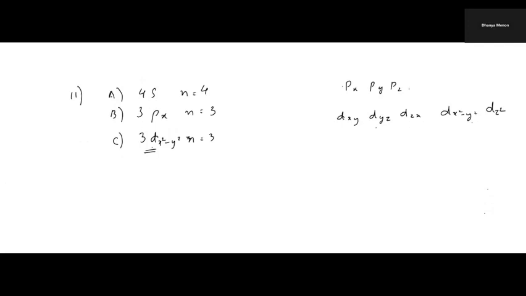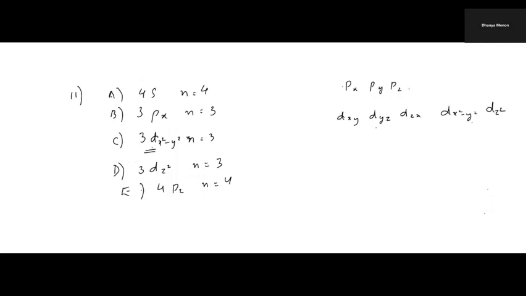Okay, then D is 3dz square. Okay, here also n is equal to 3. Okay, E is 4pz, where n is equal to 4. They have asked you here which has the lowest energy.